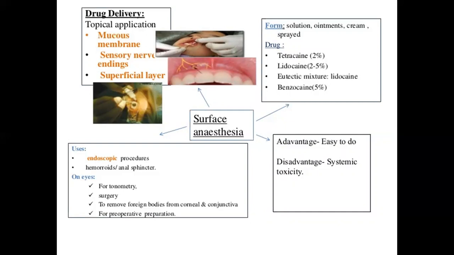Mainly, endoscopic procedures and hemorrhoid or anal sphincter cases use this type of anesthetic agent. In eye surgery, it is used for tonometry, for different surgical processes to remove foreign bodies from the corneal and conjunctival site, and for preoperative preparation.